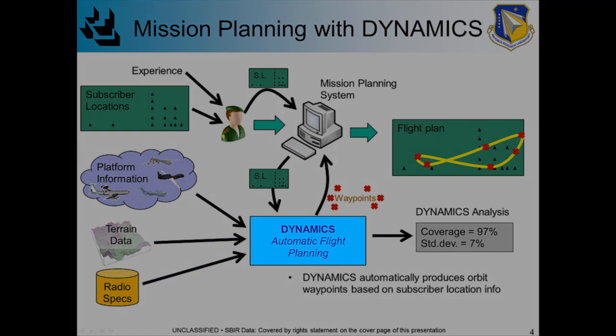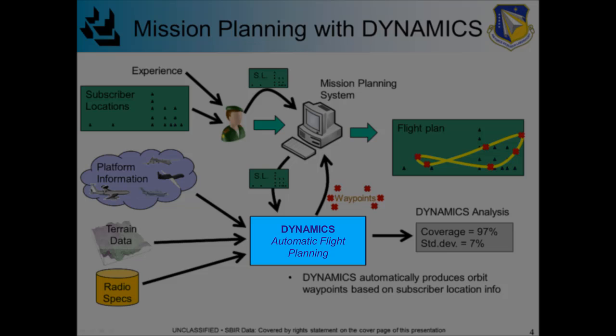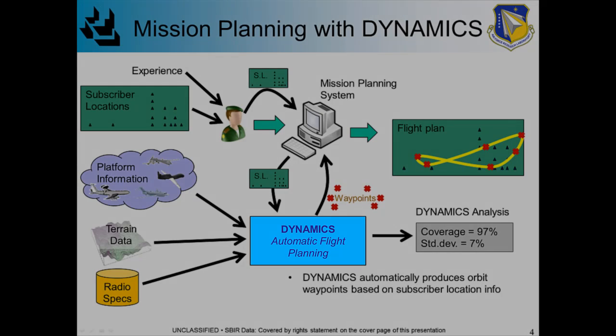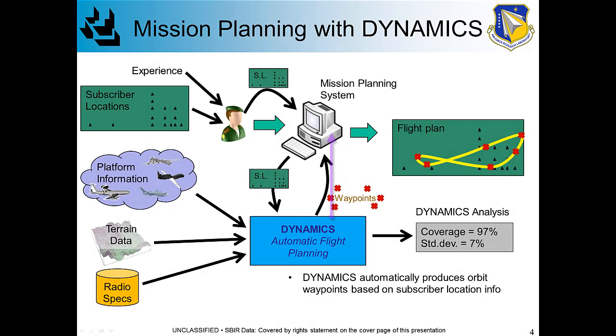Using mathematical optimization techniques, Dynamics can then try out hundreds or thousands of different orbits in order to find the one that is most effective. The waypoints of this optimized orbit are then injected back into the mission planning system automatically.